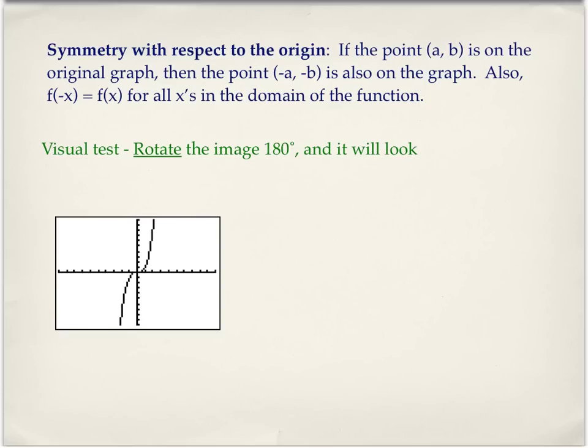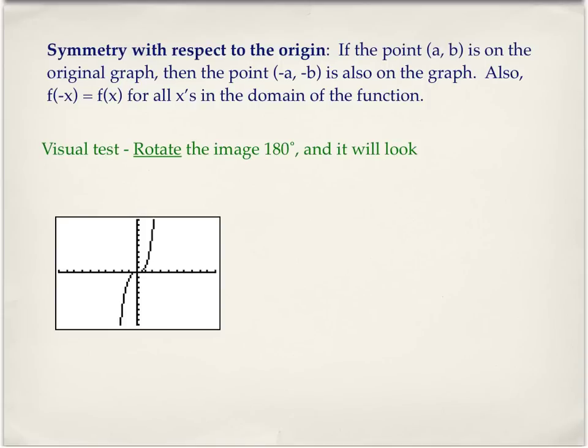The thing we're going to take a look at is symmetry with respect to the origin, and we'll be examining whether various graphs are symmetric with the origin. If we have the point (a, b), let's say that's on the original graph, and if this graph is symmetric with the origin, then this point, (-a, -b), is also on the graph. And then here's another fancy definition there too. The f of x, that's the y value, would have to be the same as the y value for the opposite of x. Those are a couple of tests to see if something is symmetric with respect to the origin.